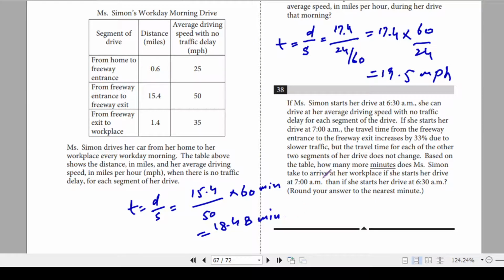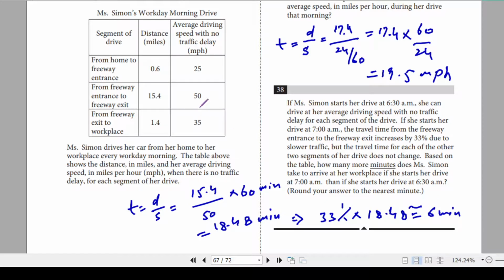But when she starts at 7, it takes 33% more time during this segment. So what is 33% of 18.48? This much more time is taken: 18.48 times 0.33 is 6.09. So 6.09 means approximately 6 minutes more. So she takes approximately 6 minutes more when she starts at 7 a.m. than when she starts at 6:30 a.m.